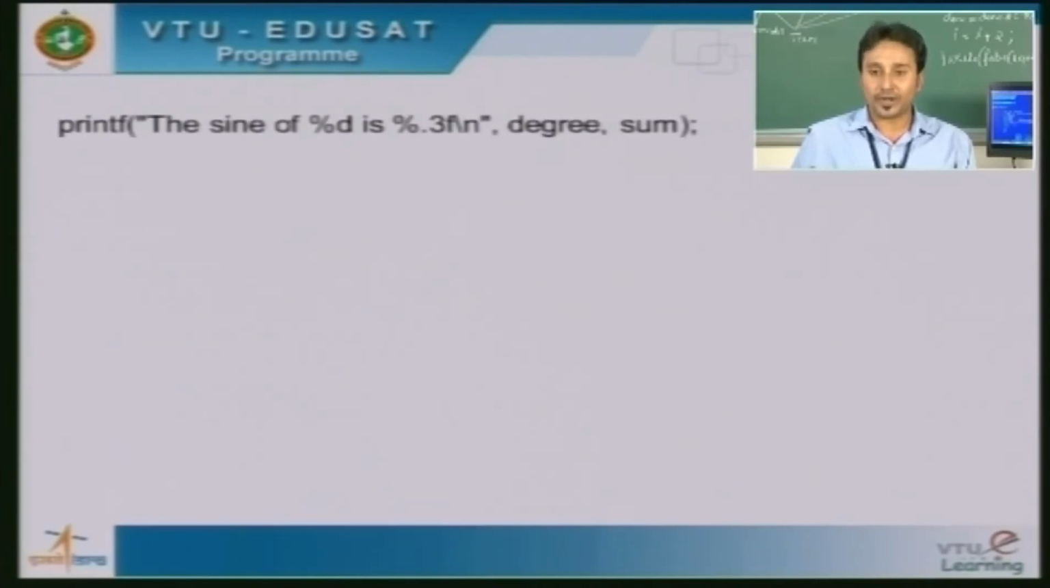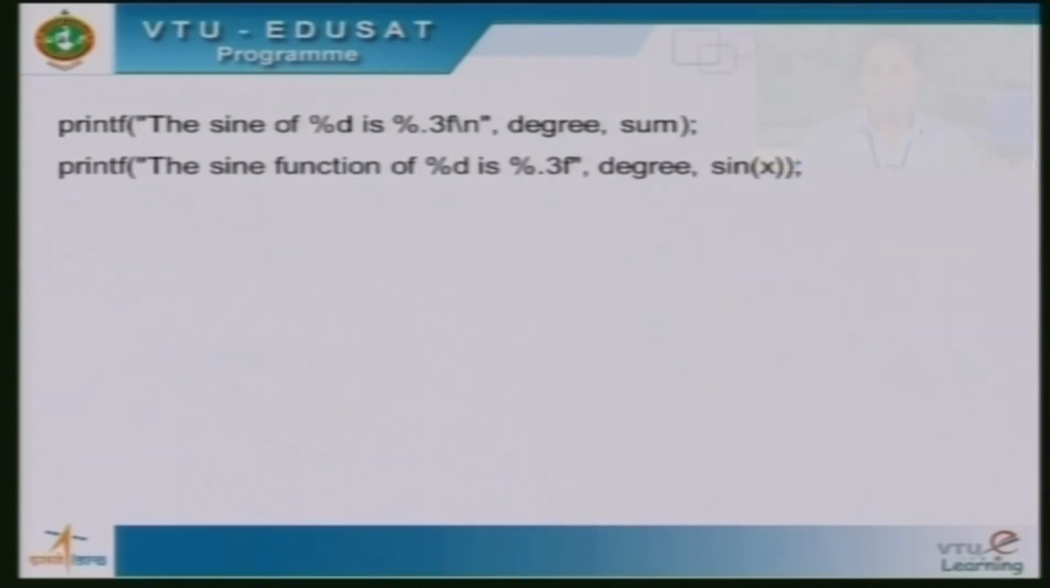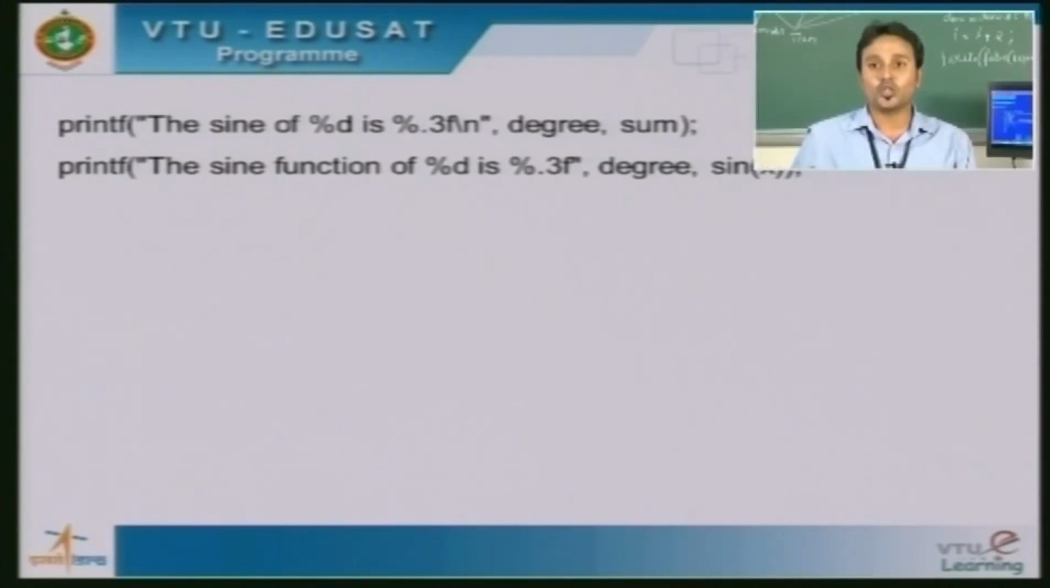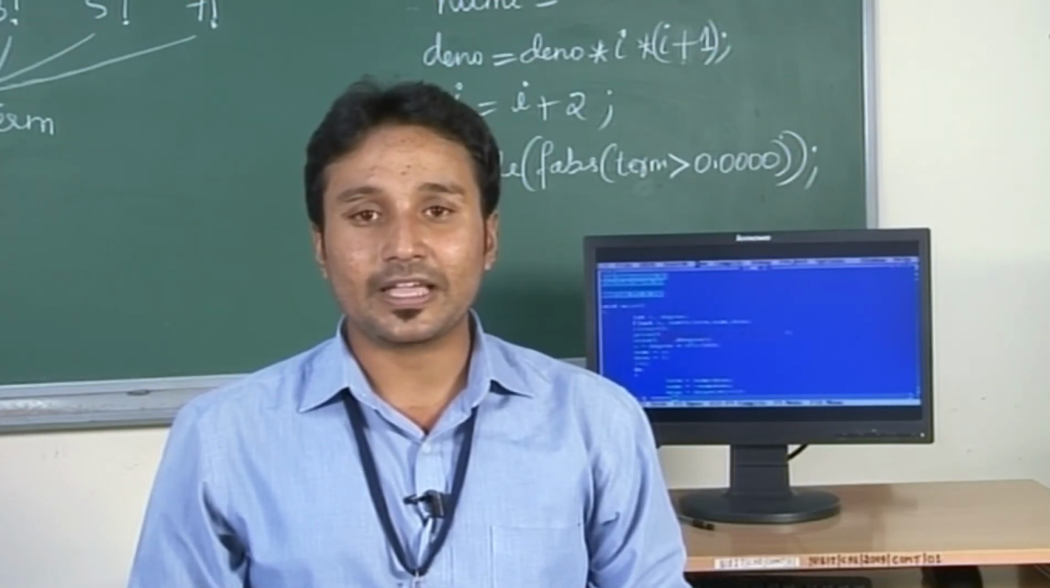Next, we need to print the sine value which has been calculated by our program. The sine of %d is %.3f, that is degree and sum. So finally, the sine function has calculated value, that is sine of x. Since in our question it has been asked to compare the calculated value to that of the sine of x built-in function value, we are printing both the results. Finally, we terminate our program using getch. The program is ready for compiling and execution.